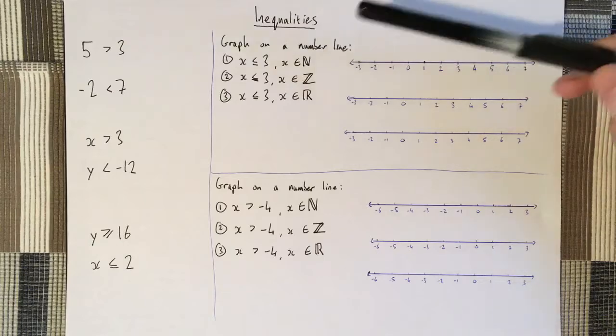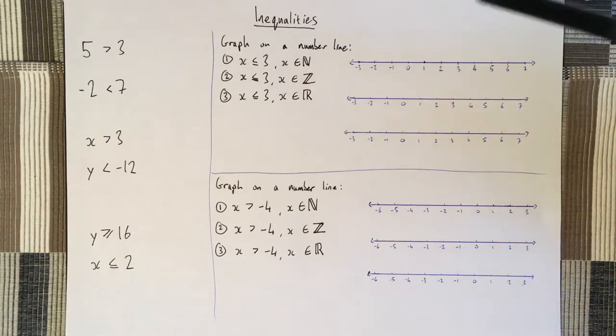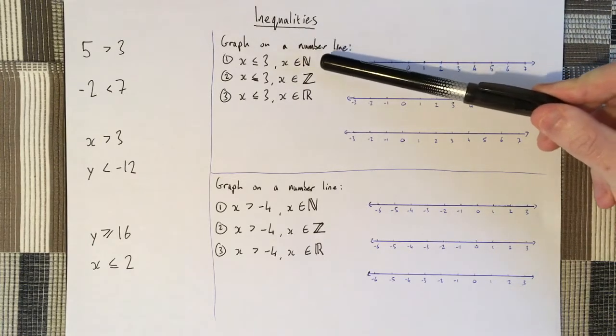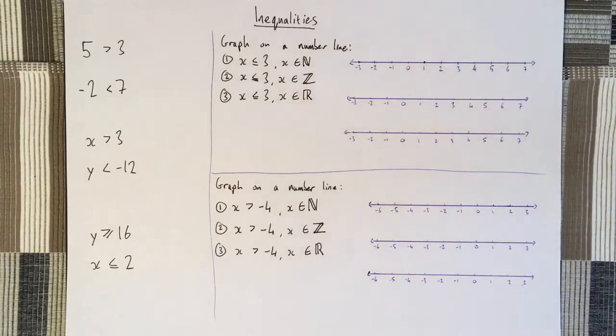either. So you're probably going to get one of these three sets in an exam question. Say it'll be N or Z or R, and your answer will look a little bit different depending on which one you're asked to graph. Okay, so what I'm going to do over here is each one in turn. So just first, x is less than or equal to 3. And I'm asked to graph it for natural numbers.